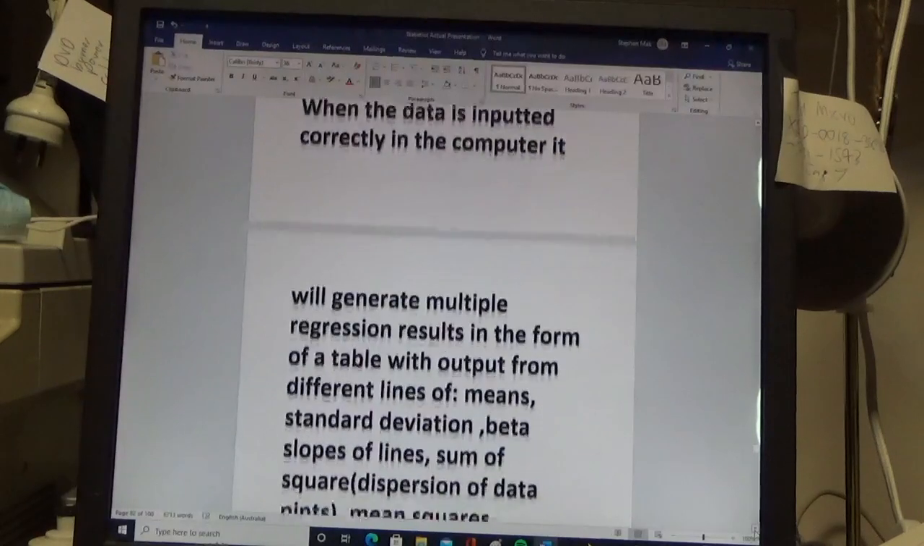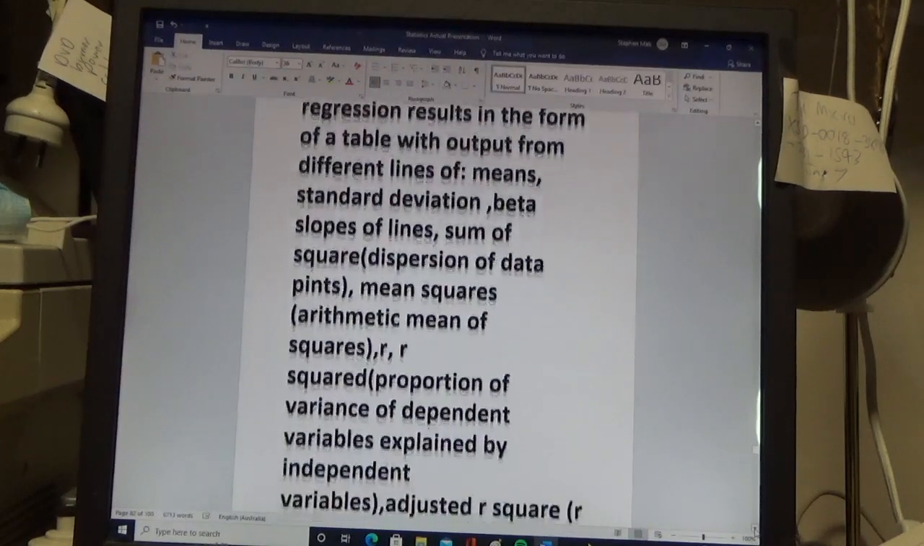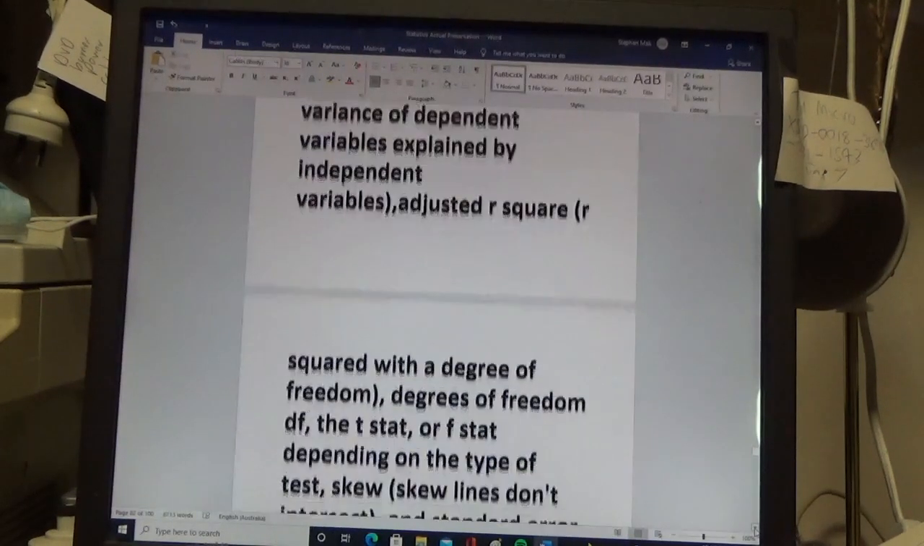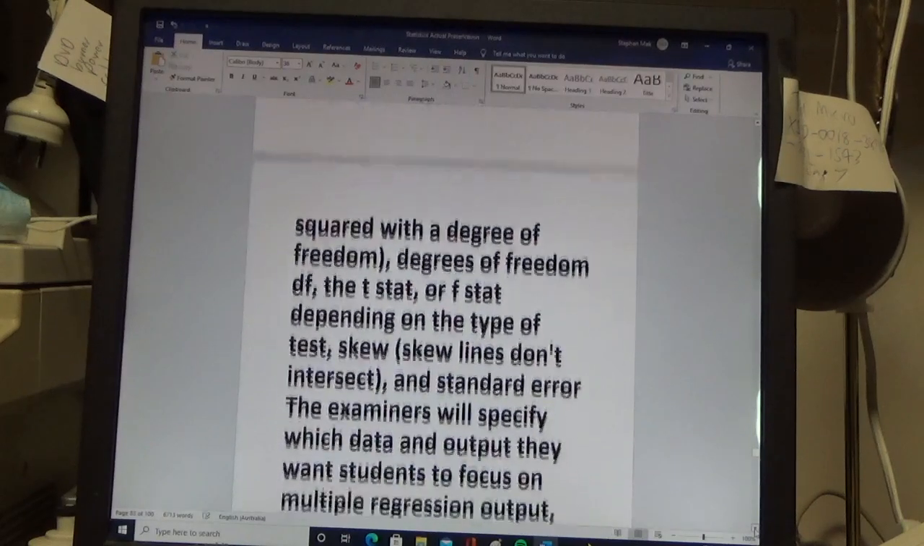But what you have to do in multiple regression is read a printout. When I was at uni, we had to read printouts of things like the mean, the standard deviation, beta, the slope of the lines, the sum of squares. Ask the lecturer what sum of squares is. Arithmetic mean. So check which parameters you have to know in multiple regression.